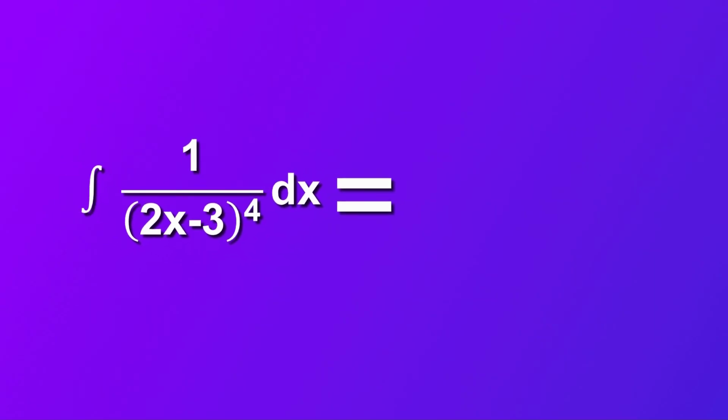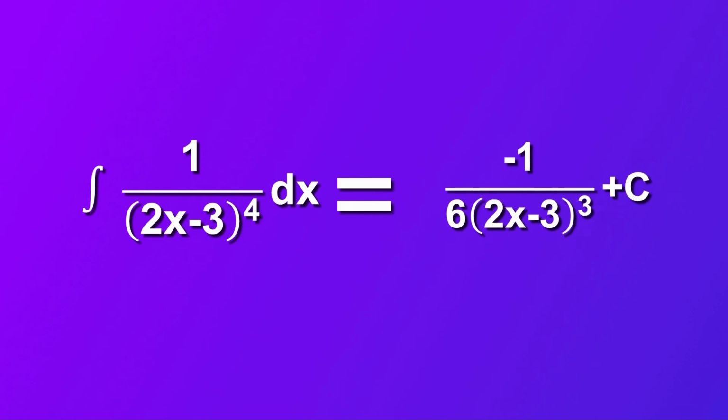Finally, the indefinite integral of 1 divided by (2x minus 3) raised to 4 by dx is equal to minus 1 divided by (2x minus 3) raised to 3 plus constant c.